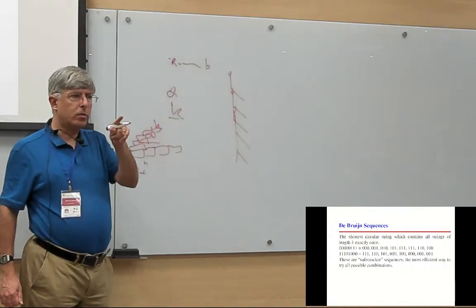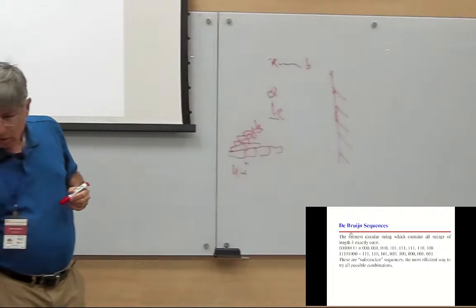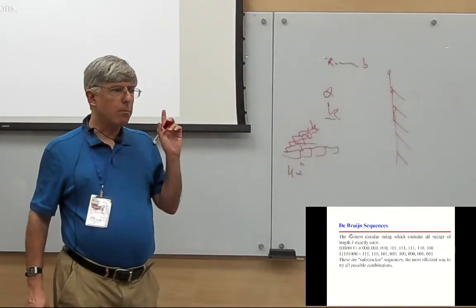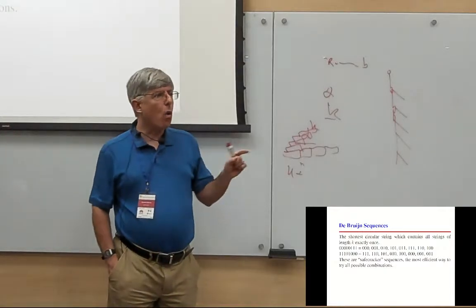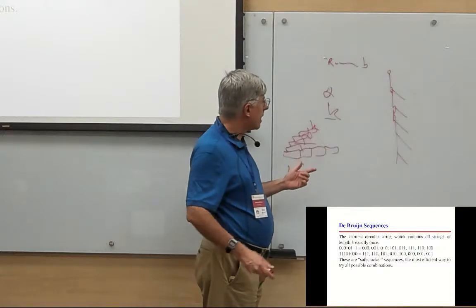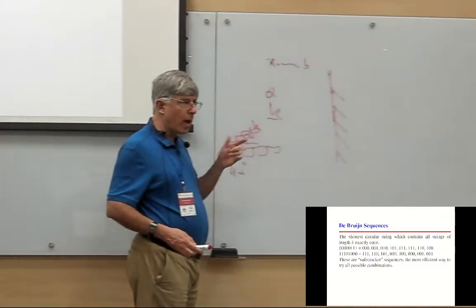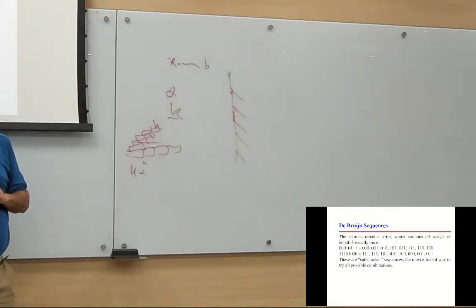Does everybody kind of see that? So a De Bruijn sequence here is a string with the property that it is the shortest string that contains all alpha to the k strings as substrings. What's the minimum length I need to have? The length of this string can't be shorter than the number of different strings.